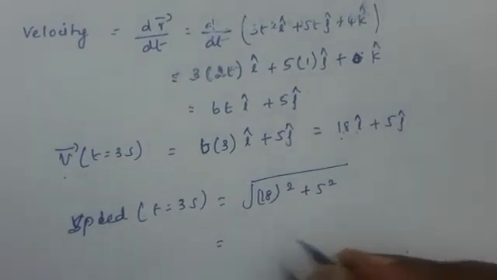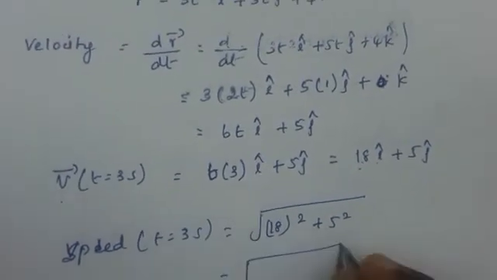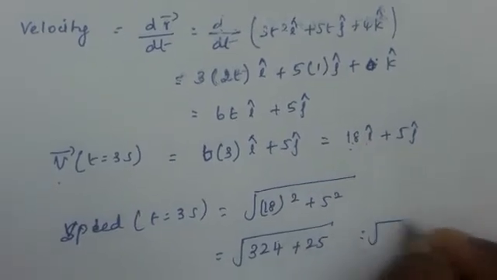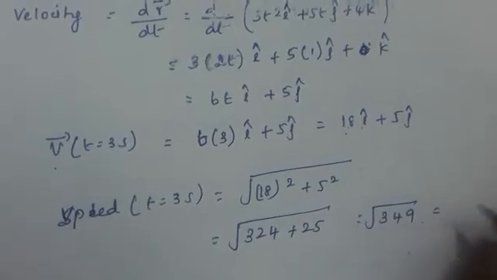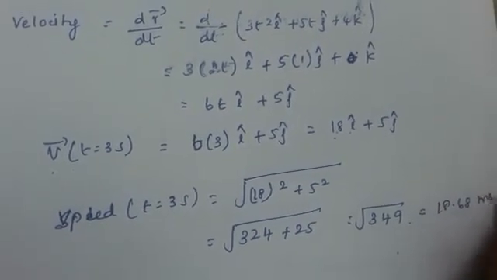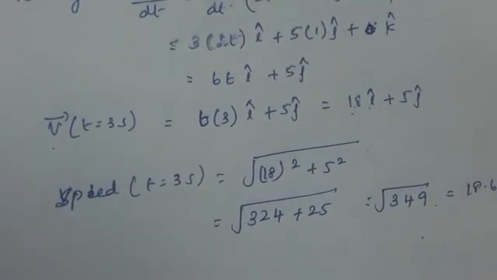So what is 18 square? That is 324 plus 25. That is equal to root 349, which is 18.68. What is the unit for speed? That is meter per second.